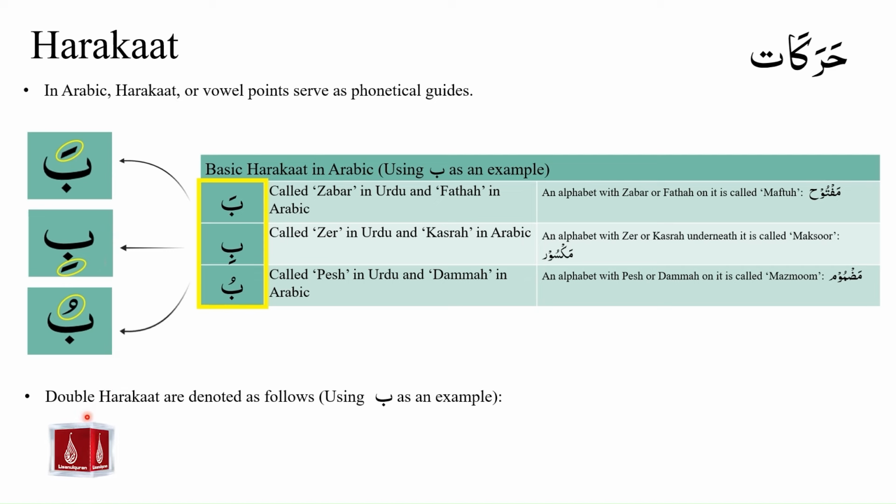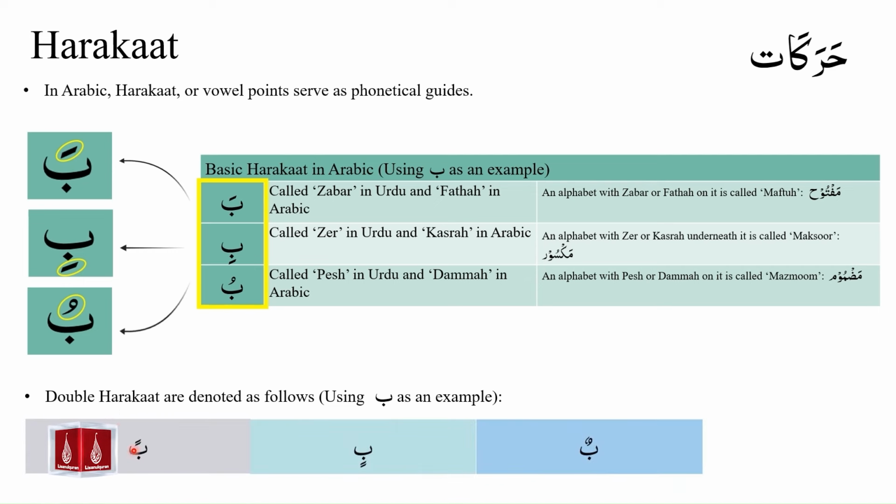Another important concept is that of double harakat. Double harakat will be shown as follows. Again, we'll use the alphabet ba as an example. The presence of double zabar on top of ba will produce the sound ban. The presence of double zair below ba will produce the sound bin. And the presence of double pesh on top of ba will produce the sound bun.